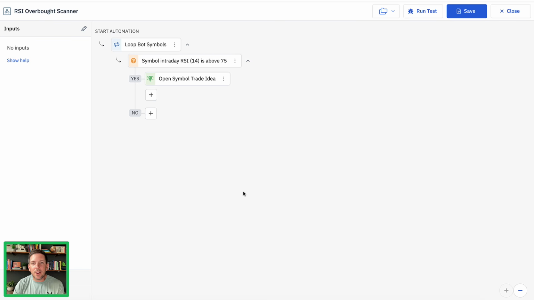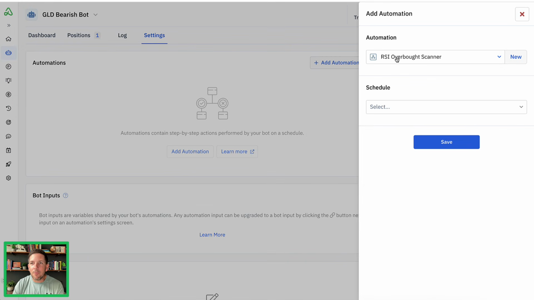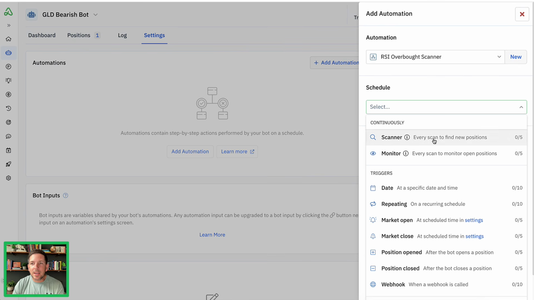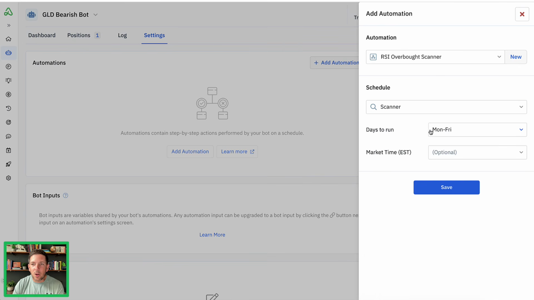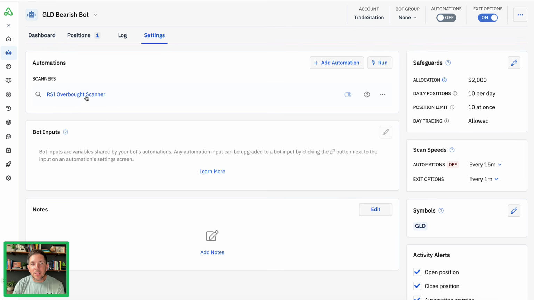Now, once you hit save here, this is basically built your automation to do the entire process of scanning for those high RSI readings, getting into a position, and then you're managing them using exit options. So this is a very simple automation that you can run. Again, you just tell the bot what criteria you want to look for to get into that position. So once I hit save here, I'm now running this automation. I'm telling it to run as a scanner automation. I'm telling it to run all days, all market times. I can filter this down if I wanted to. And then once I add it, you can see it's added right here as an RSI overbought scanner.